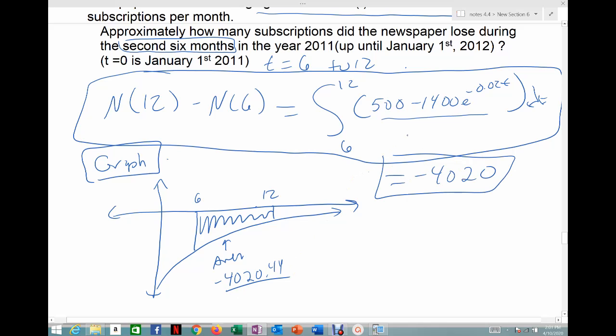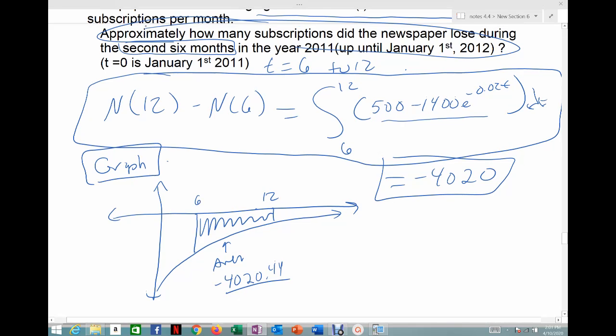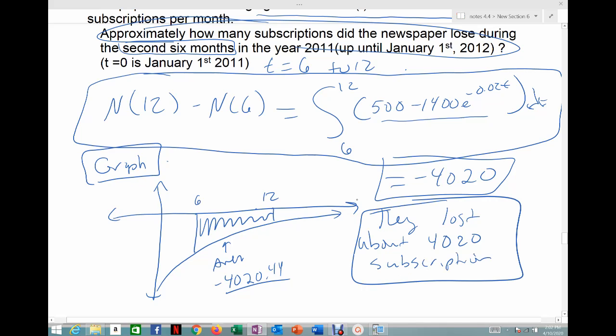I'm going to round to the whole number, and then you should give it with units. So answer the question: how many subscribers did they lose? Well, the newspaper lost about, since I did round, 4,020 subscriptions over those 6 months. So that's the answer, with units. That's what that 4,020 means, loss decreasing. This is the work I want to see: the integration function, and then if you're solving it graphically, at least give me a picture representation of what the calculator's spitting out at you.